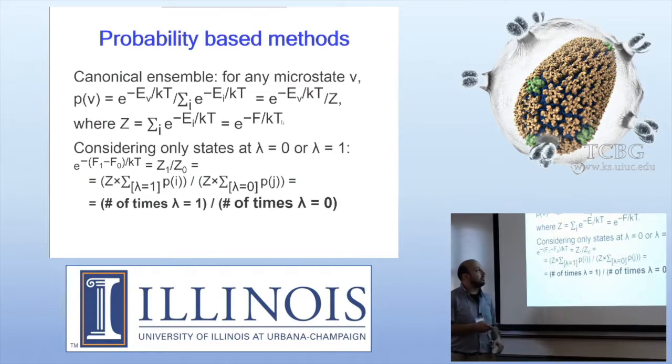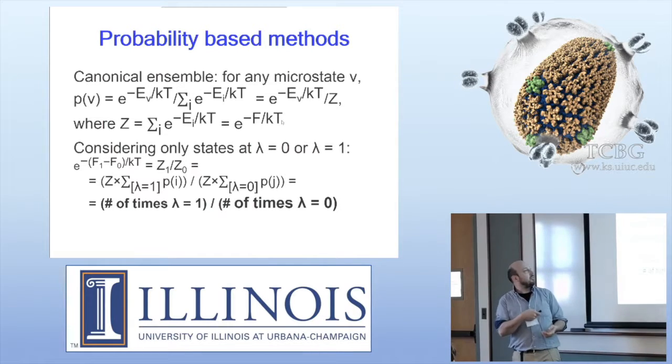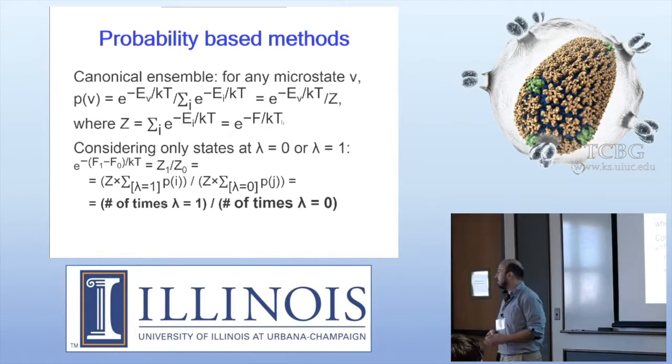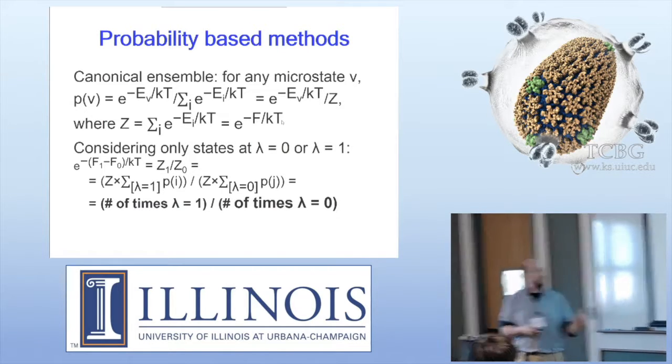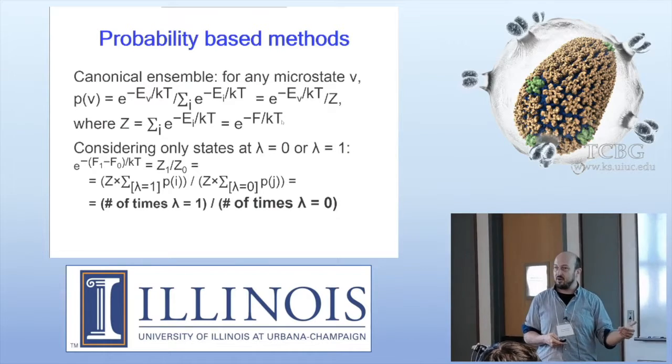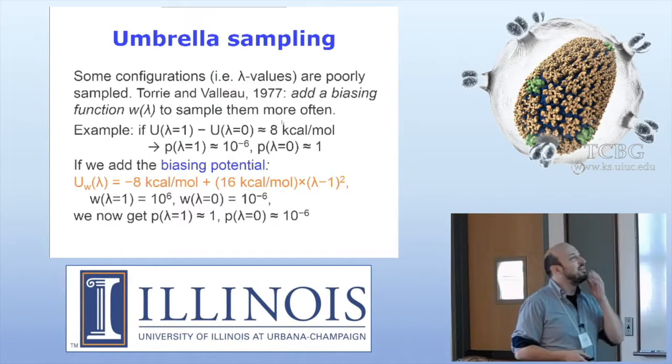What it comes out to do is just taking the ratio between the probability of all the states that have lambda equal 1 divided by the sum of the probability of all the states that have lambda equal 0. And that will give you the exponential of the free energy. This is so fundamental that the more we talk about it, the more I will get in trouble. So we'll move on.